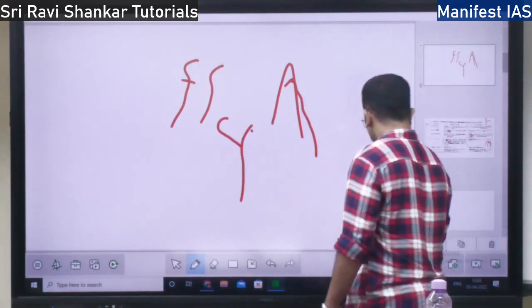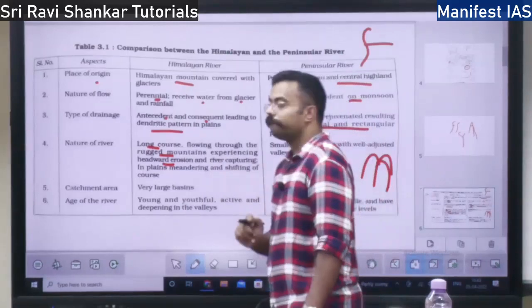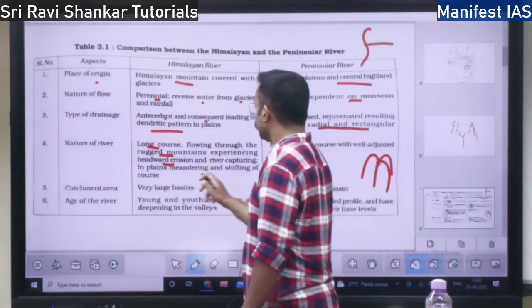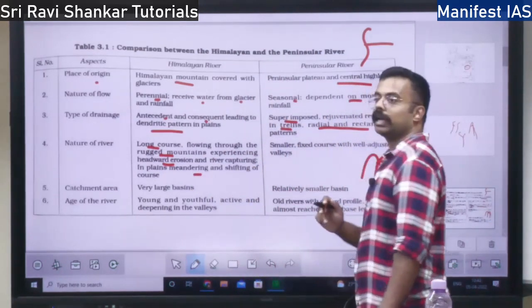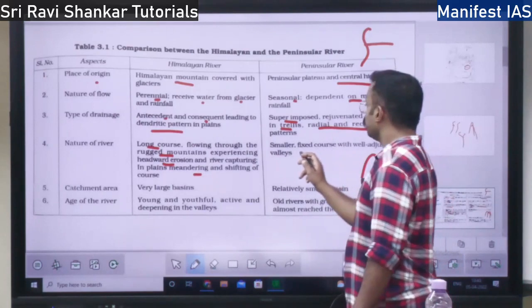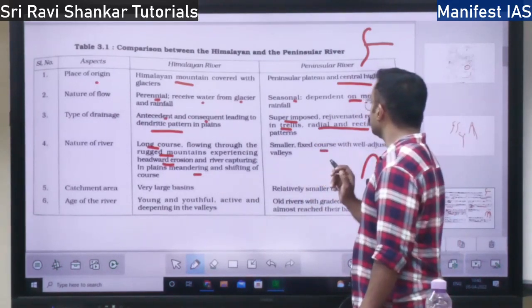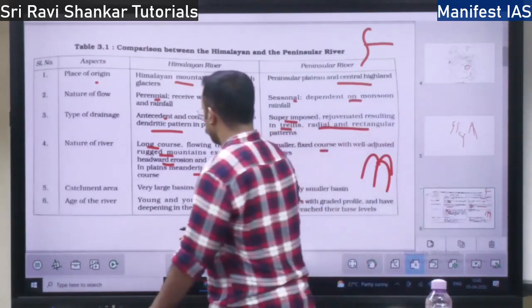This headward erosion and river capture is found in the Himalayan rivers, and also you will find meanders in the Himalayan rivers. Here you don't find any meanders. Here you have U-shaped valleys or shallow valleys you will find in the peninsular plateau, and it is having a fixed course. It doesn't change the course.